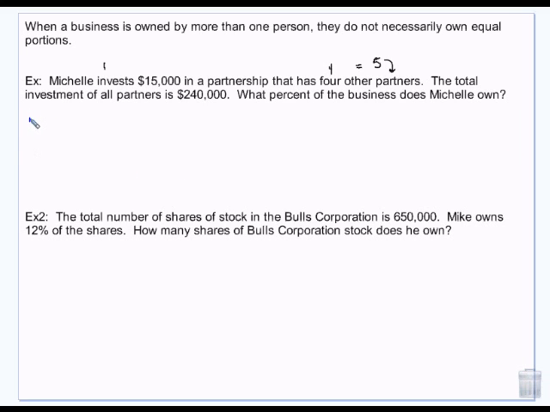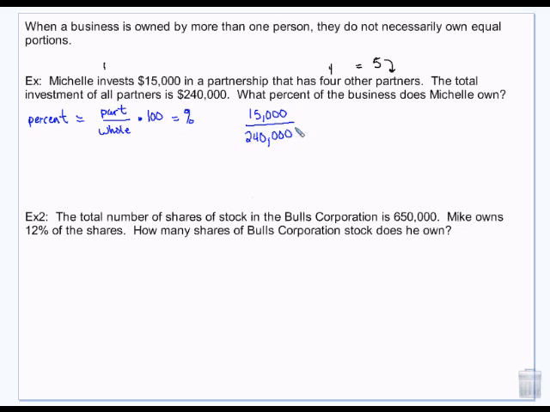Okay, to find a percent, I want to review that really quickly. To find a percent, you divide the part by the whole, and then you multiply it times 100, and that gives you a percent. So my part is 15,000. That's Michelle's part. And the whole amount of money invested is 240,000.